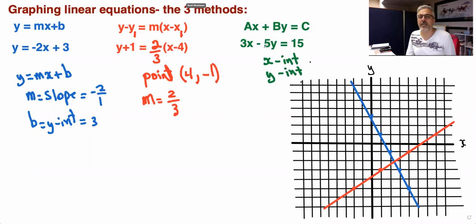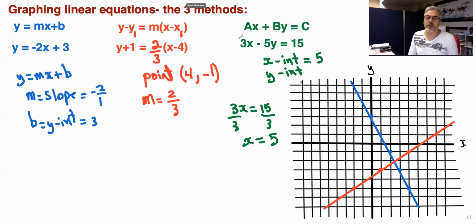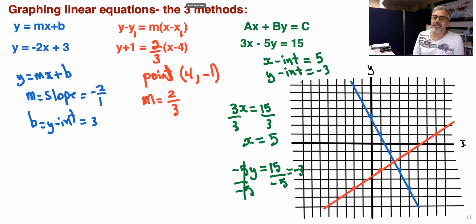If you're calculating the x-intercept, just ignore the -5y, get rid of it. So you have 3x equals 15. And therefore, you divide by 3, x equals 5. And so the x-intercept is 5. The y-intercept, you ignore or get rid of the 3x. So you have -5y equals 15. Divide both sides by -5, and that will give you -3. So the y-intercept is -3, and therefore my x-intercept is 5.